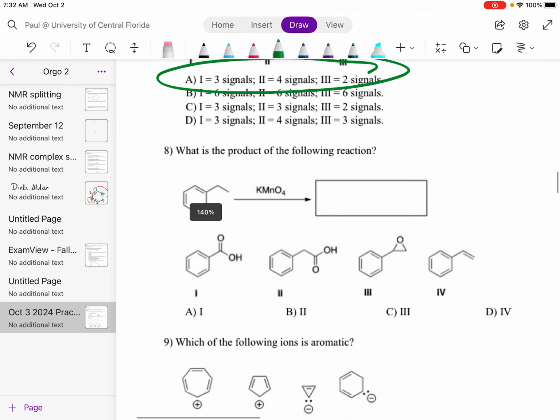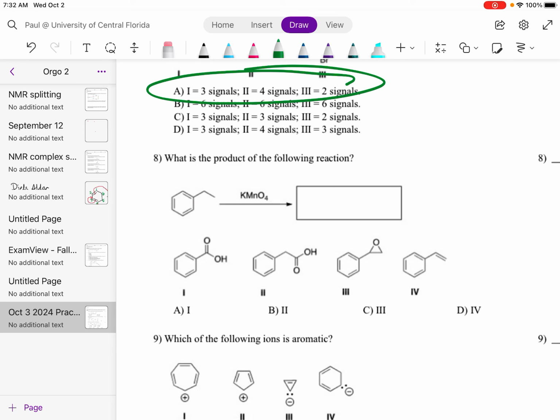Okay, 8. What is the product of the following reaction? Well, there we see a benzylic carbon that has at least 1 hydrogen, potassium permanganate right there. That's going to oxidize that to give us benzoic acid. So that one.